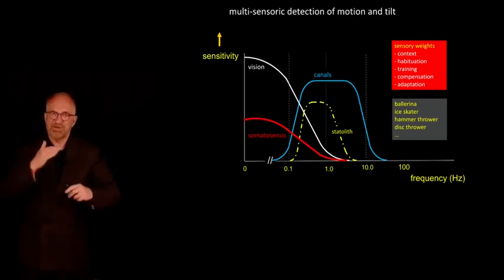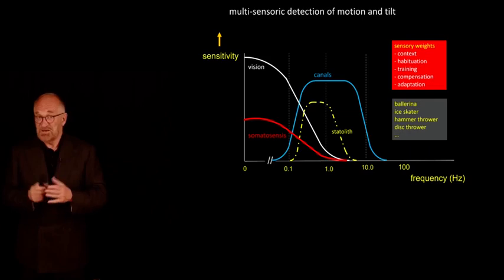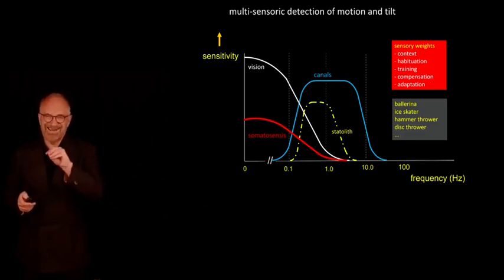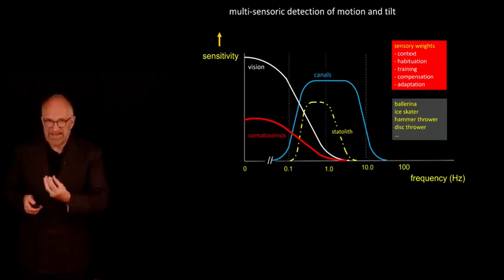So here you can see how the canals and the utriculus work together within the frequency domain of vision and somatosenses. You see the canals and the otolith system are relatively fast detectors, where vision and somatosenses are slow, low frequency systems. So this already indicates that vision and somatosenses cannot replace canal and otolith function.